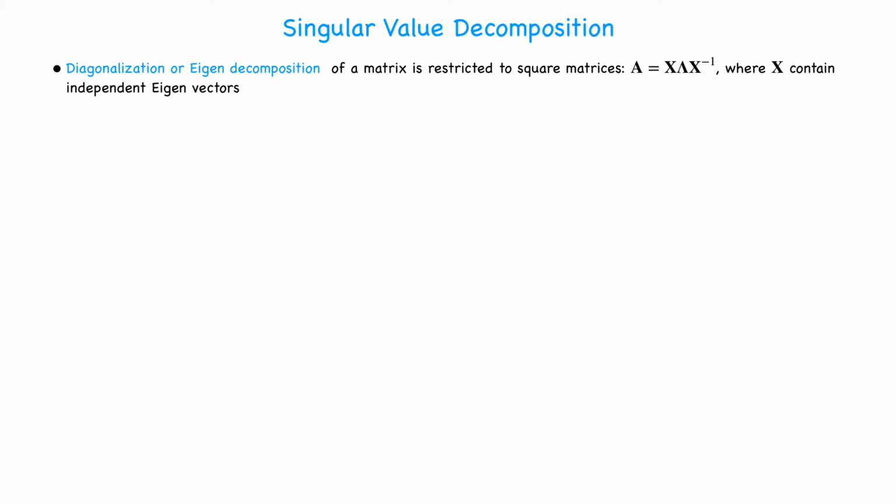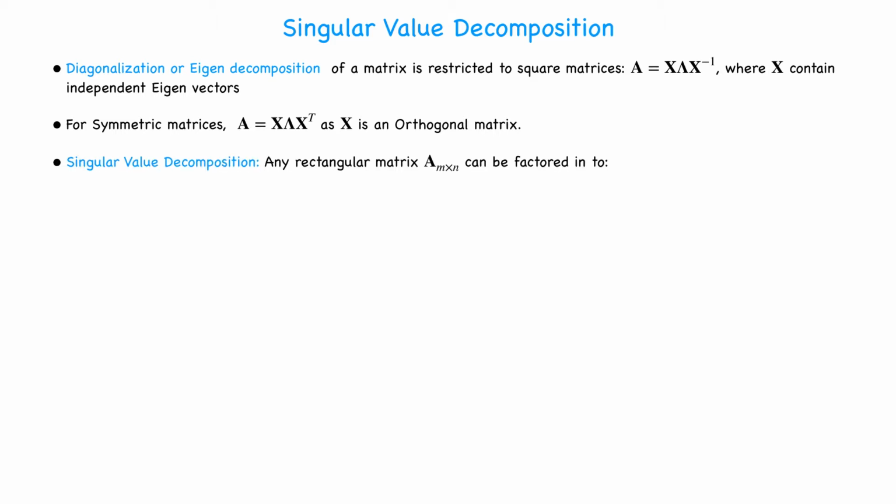Hello everyone. In this video we will be discussing singular value decomposition. In the previous video we discussed diagonalization or eigen decomposition of a matrix, which is restricted to square matrices. If we have a square matrix A, eigen decomposition looks like X lambda X inverse, and if it is a symmetric matrix then A is equal to X lambda X transpose, where X is the matrix which contains independent eigenvectors.